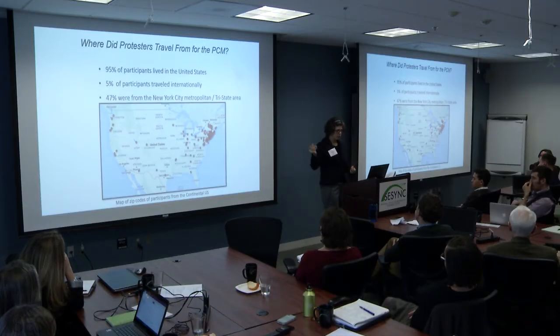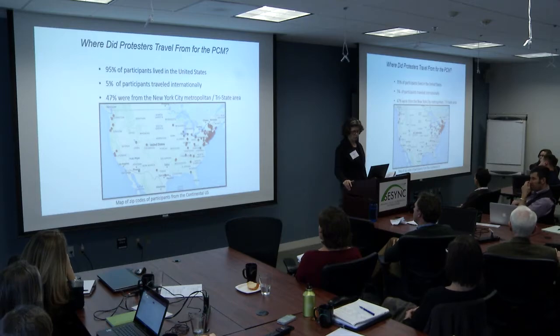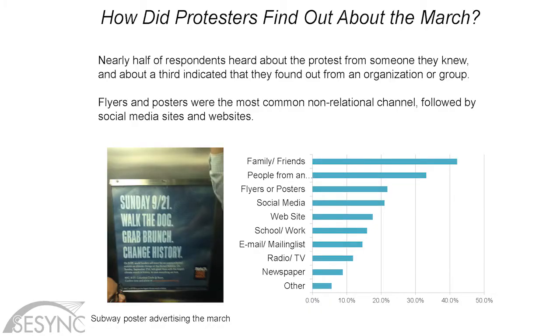And so one of the things that we were able to do with these data back then is to show that actually it's not. It's mostly locals. This is a map just of the continental United States and where people came from to participate. 47% of them were from a New York City metropolitan tri-state area. Well, how did protesters find out about the march?